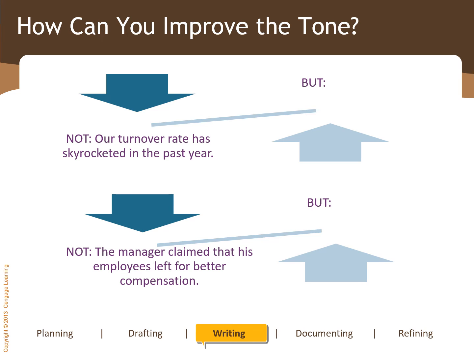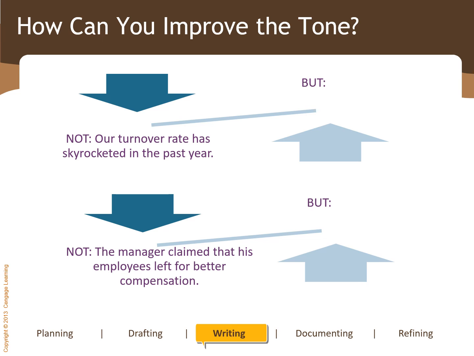Look at how more professional this now sounds. The turnover rate in the company showed a sharp increase in the past year. So now we dialed down the tone a little, and we're not using pronouns. And we replaced the word skyrocketed because it's kind of a style and a tone issue. You don't say things like skyrocketed because it might be indicative of something that you don't want.